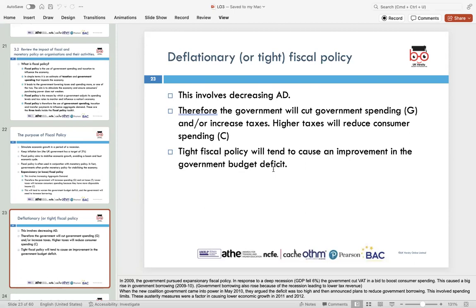Deflationary or tight fiscal policy. Deflationary fiscal policy, also known as tight policy, is characterized by a decrease in total demand. As a result, the government will reduce government spending as well as raise the tax rate. Consumer expenditure will decrease as a result of higher taxes. Then the implementation of stringent fiscal policy will typically result in an improvement in the deficit of the government's budget.